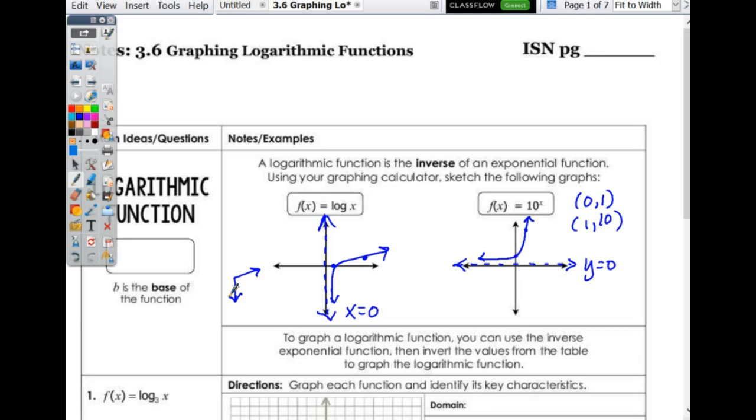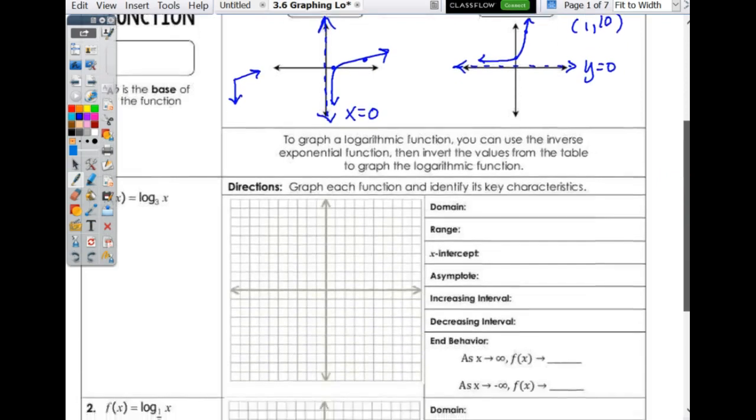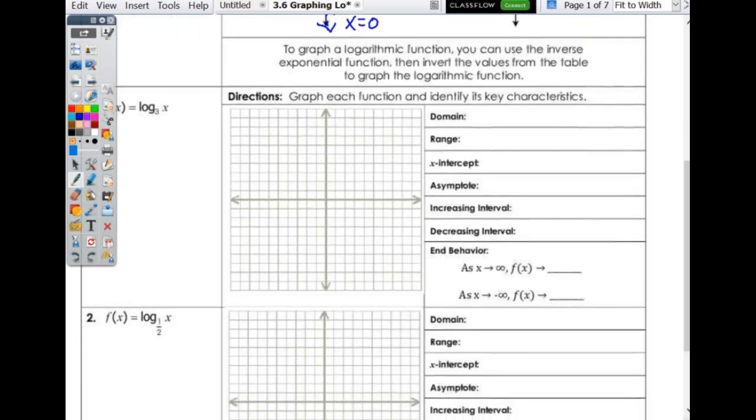All right, so what we're going to do is we're going to graph these. And I'm going to use the knowledge that the log is the inverse of the exponential. So the inverse of this is 3 to the x. So if it's 3 to the x, if I put 0 in, I get 1. And if I put 1 in, I get 3. There's no transformations here, so to graph the log base 3, I'm just going to invert these points. So I'm going to get 1, 0, and 3, 1, and the asymptote is right here.